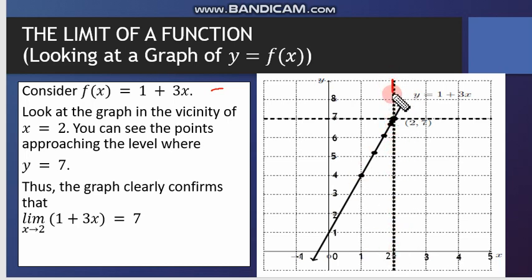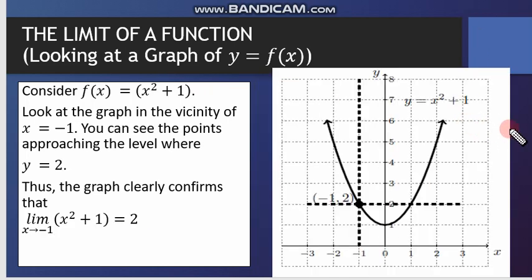So we will divide our graph into left side and right side, just the same as with our table of values. As we trace here at the left side, we could see that as we approach x is equal to 2, our y is equal to 7. Same here at the right side, as we approach x is equal to 2, our y is equal to 7. So therefore, the graph clearly confirms that the limit of 1 plus 3x as x approaches 2 is equal to 7.